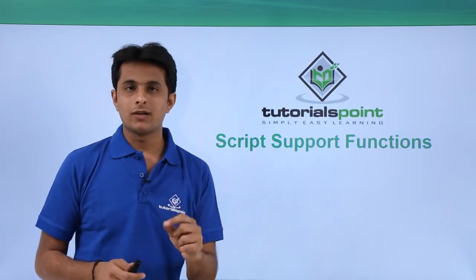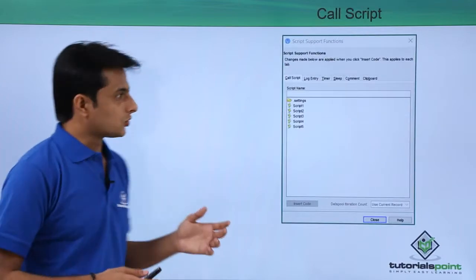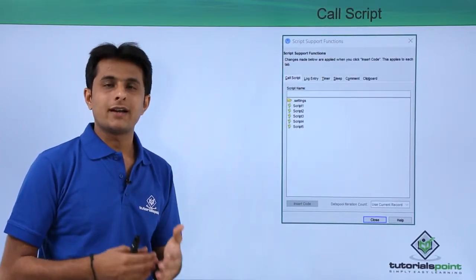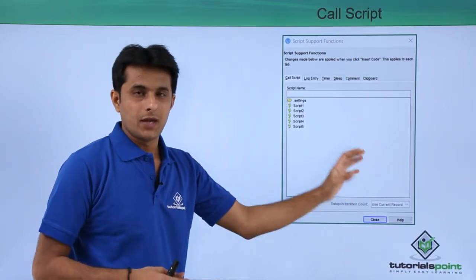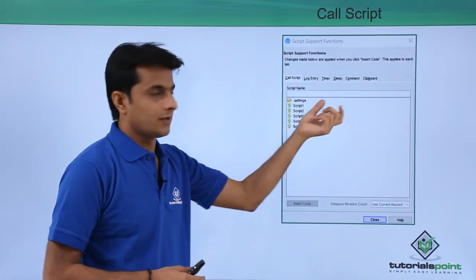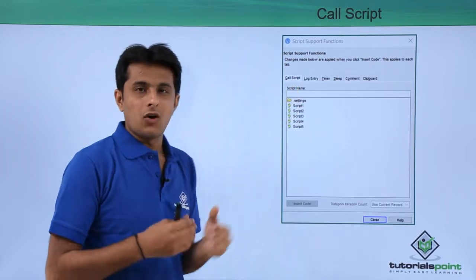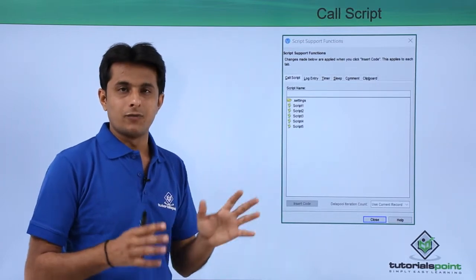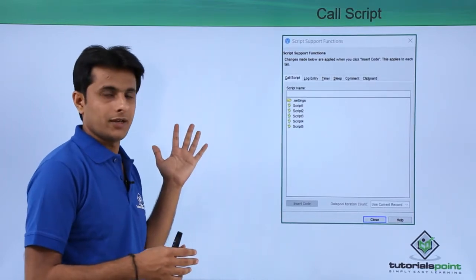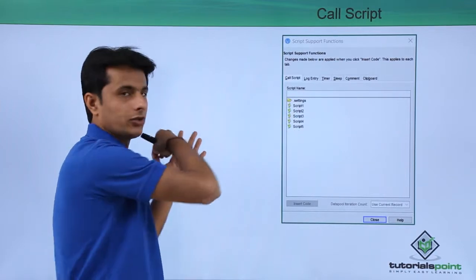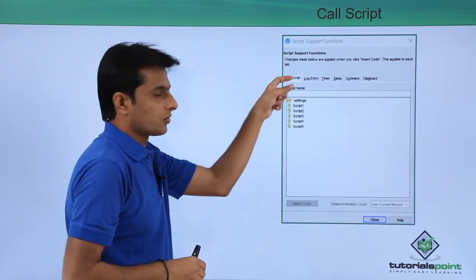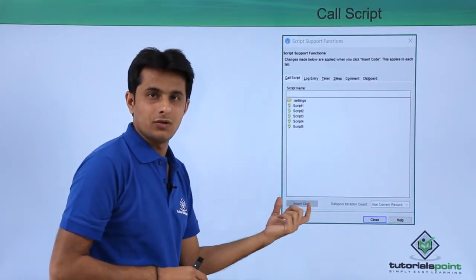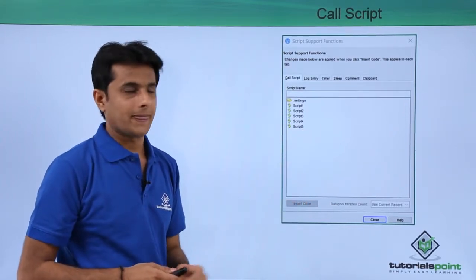So let us see what are the different script support functions. So we have this script support functions tab. When we go for recording, during that recording part, we can get this window itself. If you see, there are different tabs which are available. We can work on this call script. Call script is basically used to call another script into your script. So if I'm working on a script, for example, and I want to call any other script, I can just call it into my place. So what I need to do is go to call script, select the option and click on insert code. When you click on insert code, a code would be generated into your script.